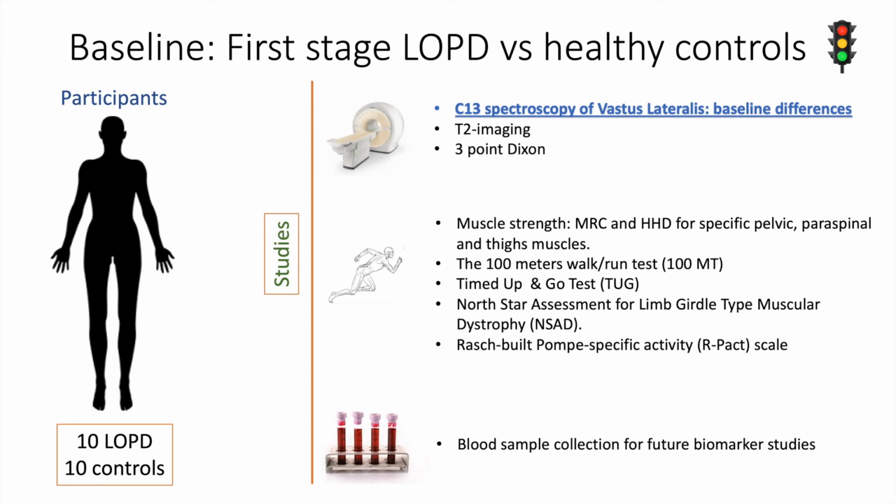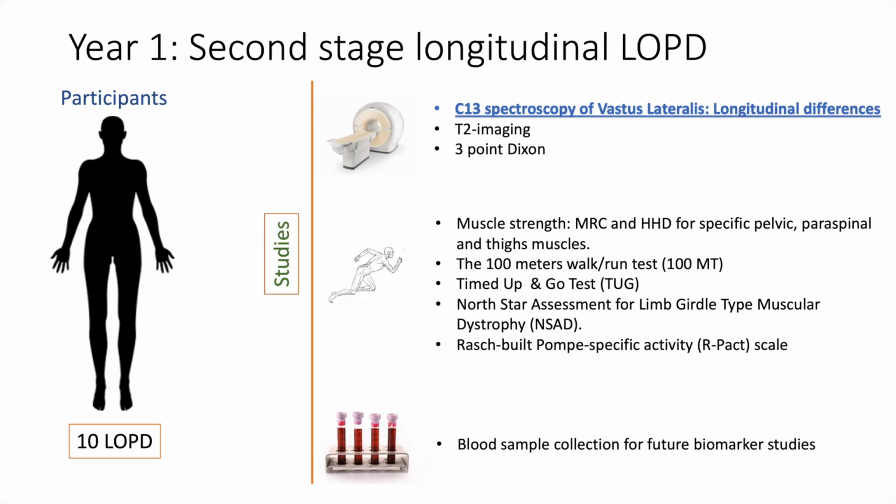We will perform a series of function tests just to analyze if there is a correlation between the amount of glycogen and the results of the test, and we will take some blood samples for biomarkers study. And if we see differences between late onset Pompe disease patients and controls, we will perform a GR1 visit just in patients with Pompe, where we will repeat the studies.